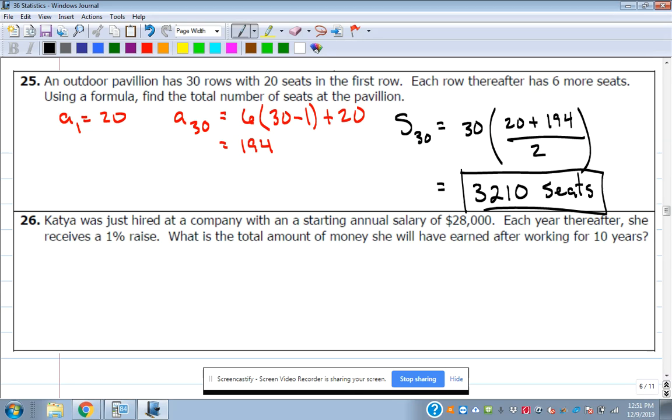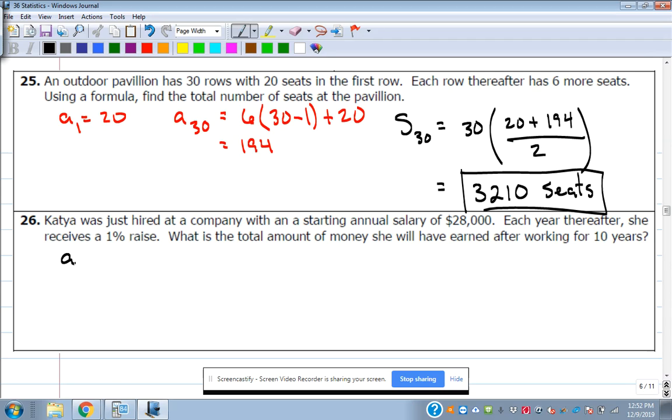But she's going to stay there for 10 years. What is the total amount of money she will have earned after working 10 years? This is the total amount, not how much she is making the 10th year. How much money she made in 10 years if the policy never changes and they just do a 1% raise each year. So is this geometric or arithmetic? Geometric, because we're finding 1% of this year's salary, and then next year it'll be 1% of what you made that year, and so on. So we're multiplying by 1% every time.